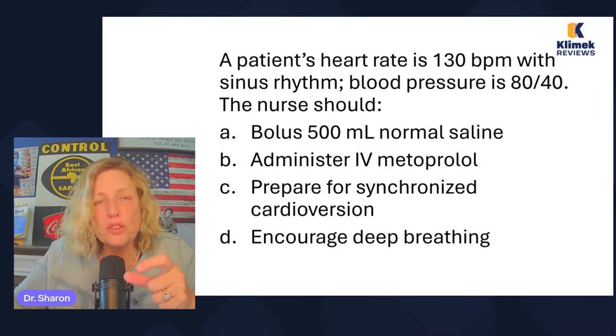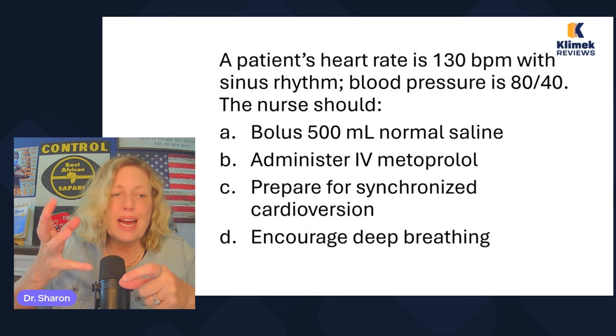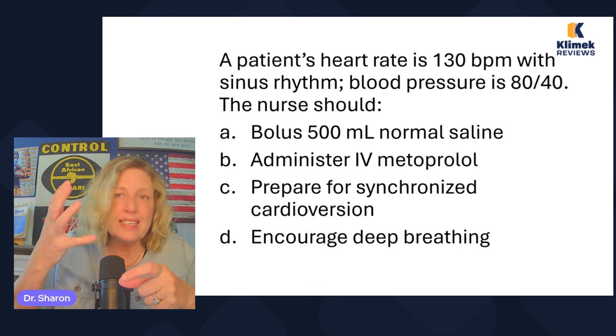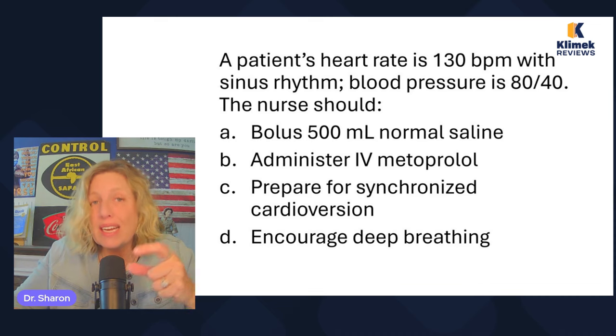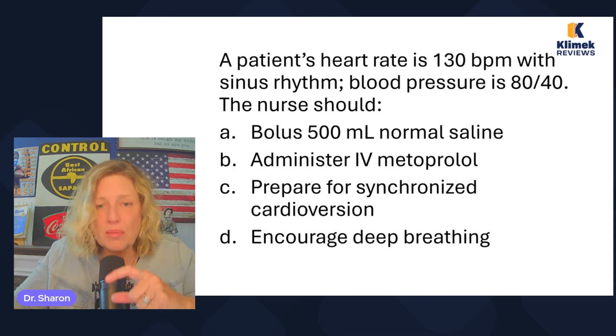When the blood pressure drops, that decreases tissue perfusion, and the body interprets that as needing more oxygen. So it speeds up the heart rate. So it's more likely that the heart rate is high because the blood pressure is low. Now, how can we get blood pressure up? Will deep breathing get it up? No. Will synchronized cardioversion get it up?